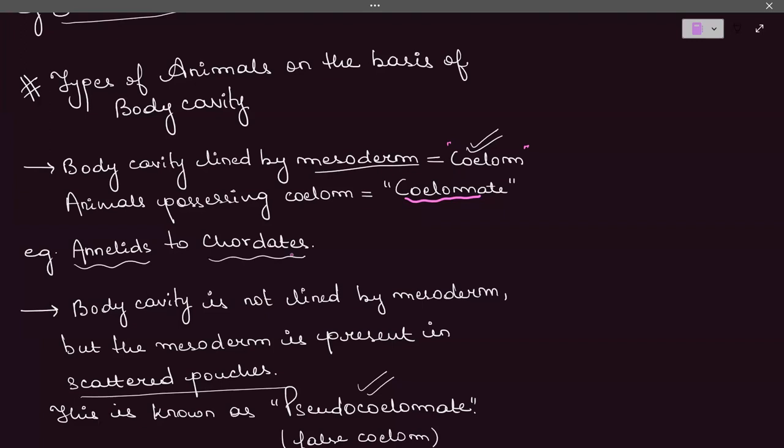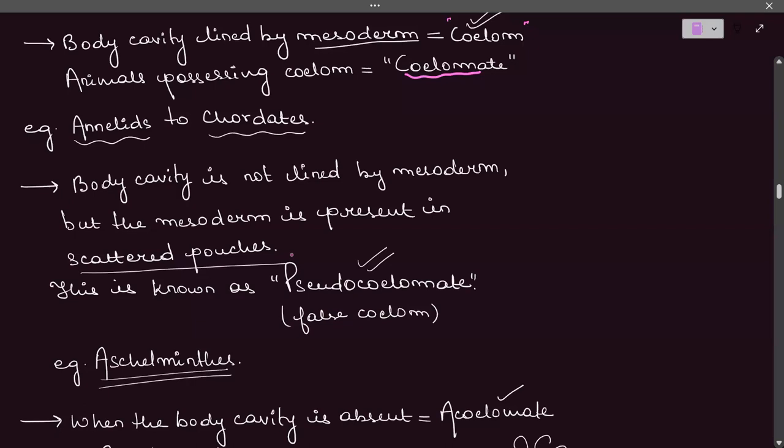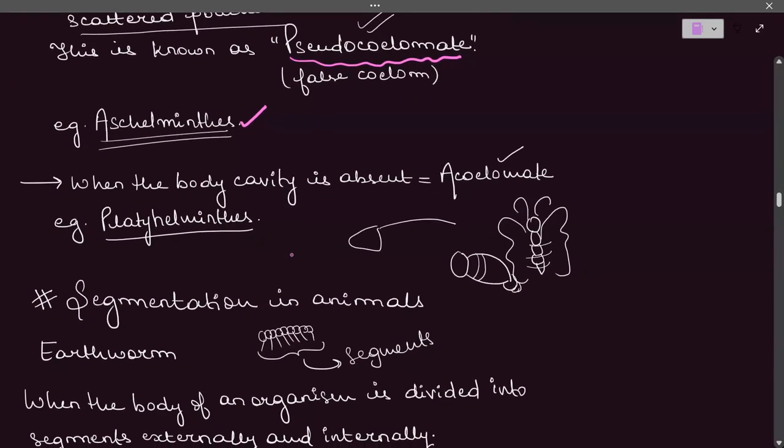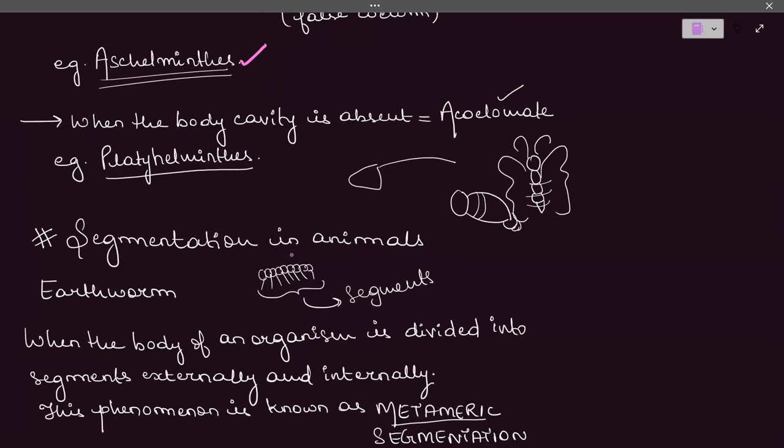But when the body cavity is not lined by the mesoderm, and the mesoderm is present only in pouches, then that is pseudocoelomate, a false coelom. This happens in the case of Aschelminthes. But when the body cavity is absent altogether, meaning there is nothing present as such, it is acoelomate, just like asymmetry, and this is found in Platyhelminthes. So this is in terms of the different kinds of coelom, whether it is present or absent.